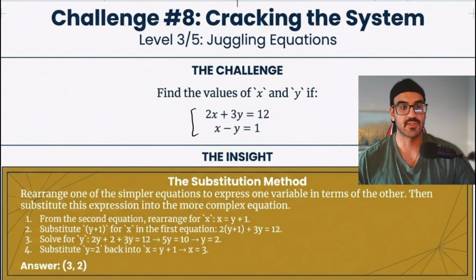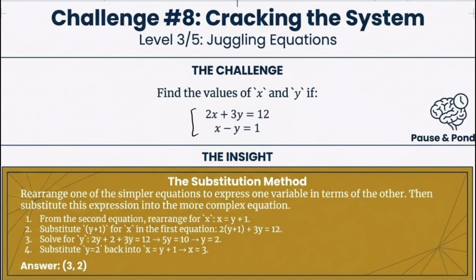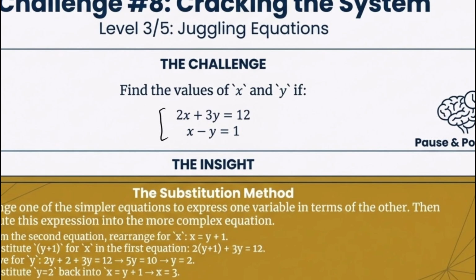So imagine that I do have 2x plus 3y equals 12 and x minus y equals 1. I'm going to use the elimination method because it would be a little bit easier. It means that I would multiply both sides by 3. If I multiply both sides by 3, I have 3 times x minus y equals 3 times 1. So I have 3x minus 3y equals 3.